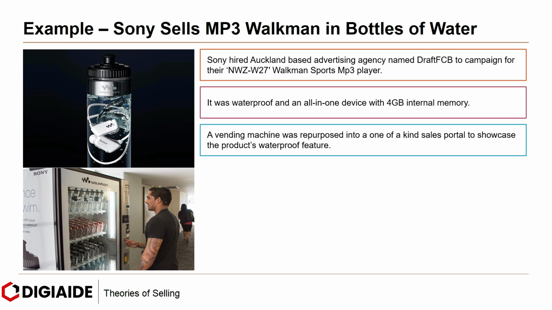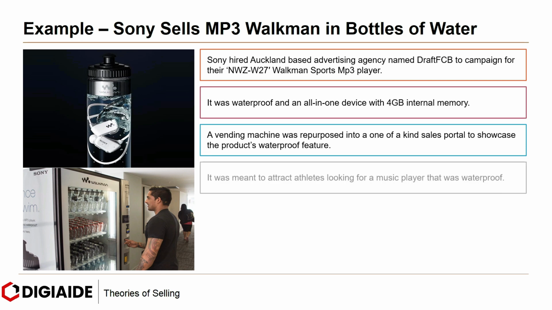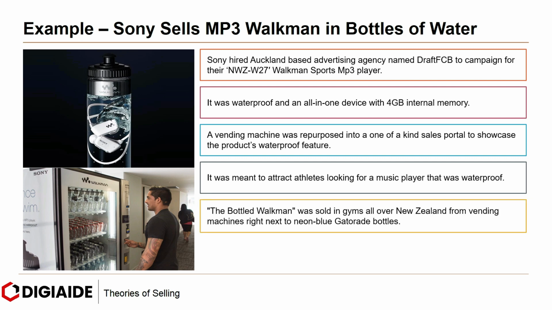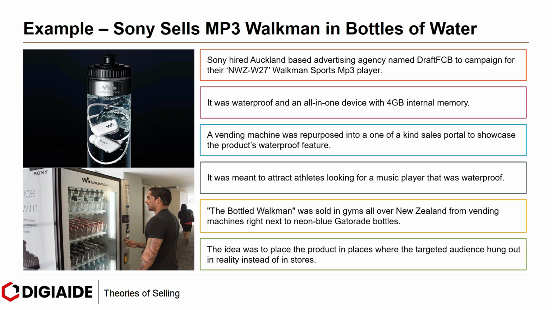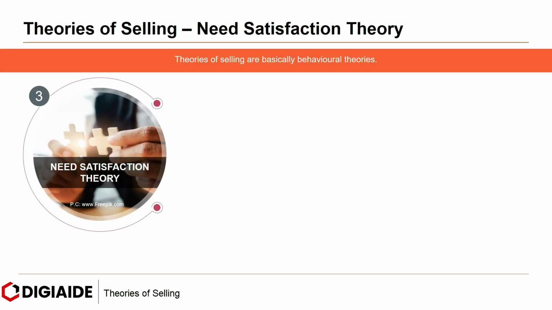A vending machine was repurposed into some kind of sales portal to showcase the product's waterproof feature. It was meant to attract athletes looking for a music player that was waterproof. The bottled Walkman was sold in gyms all over New Zealand from vending machines right next to neon blue Gatorade bottles. The idea was to place the product in places where the target audience hung out in reality instead of in stores. Therefore, this particular example is the perfect demonstration of a product orientation theory explaining the waterproof feature of Sony Walkman.